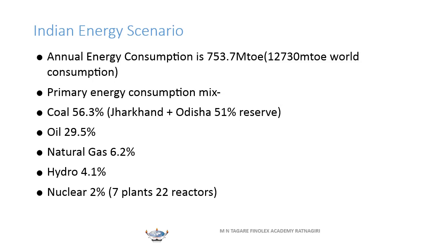So in primary energy consumption, coal has its highest stake of 56.3, followed by oil at 29.5. As compared to the world, it is a little bit different. In the world, oil is leading with 33% and coal is less. But in our case, it is just the reverse. Coal is 56 and oil is just 30%. Then natural gas, here it is just 6.2. In world consumption, it is almost around 24%. Here we are using just 6.2%, followed by hydro at 4.1%, and nuclear, just 2%.